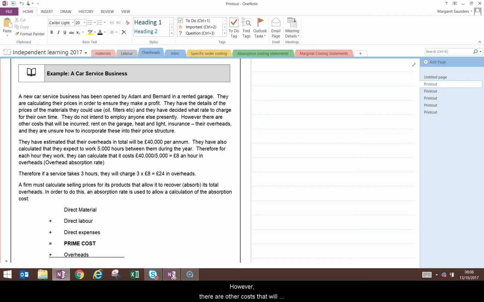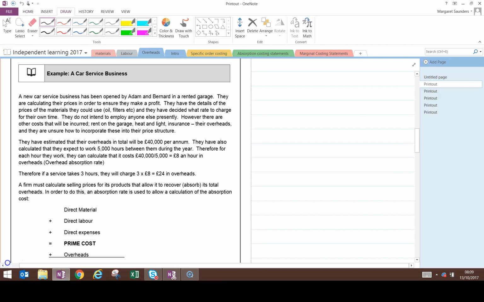However, there are other costs that will be incurred. They're renting the garage, so there's that rent. There's the heat and light of the garage. There's the insurance of the garage. So in other words, they're overheads. And they're trying to work out how to incorporate these overheads into their price structure. They have estimated that in total their overheads are likely to be £40,000 per annum. So that's their estimated overheads. In other words, estimated, budgeted.